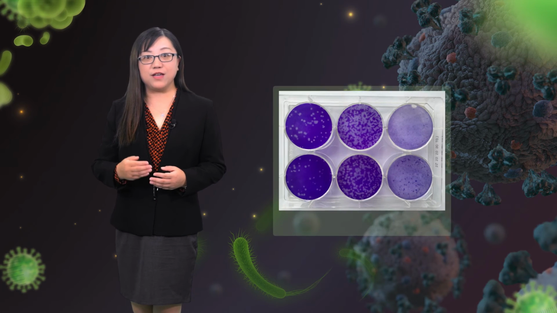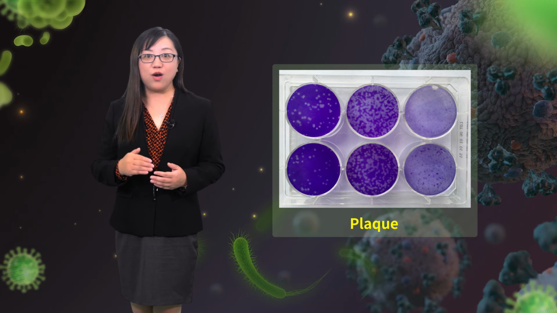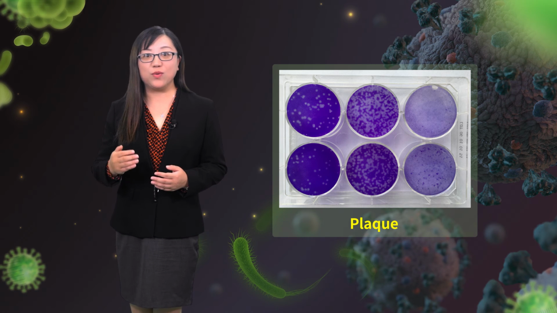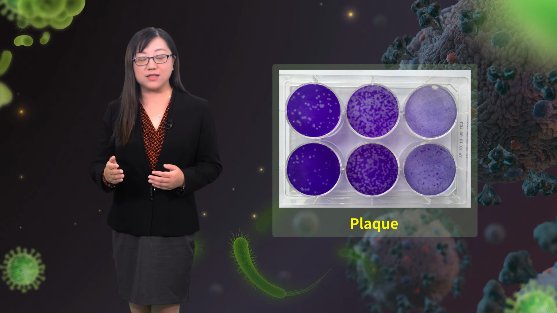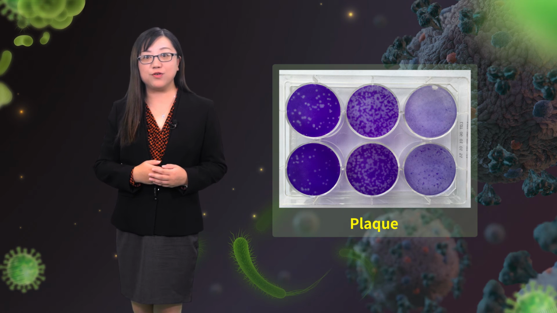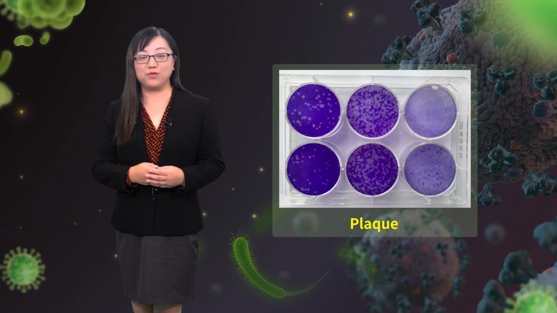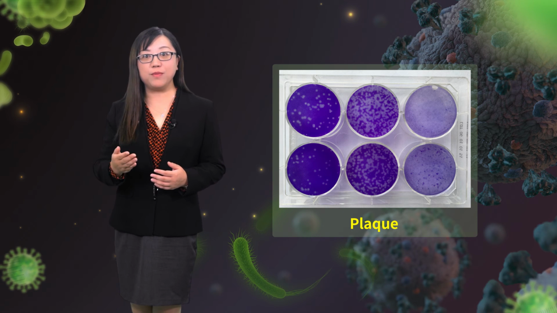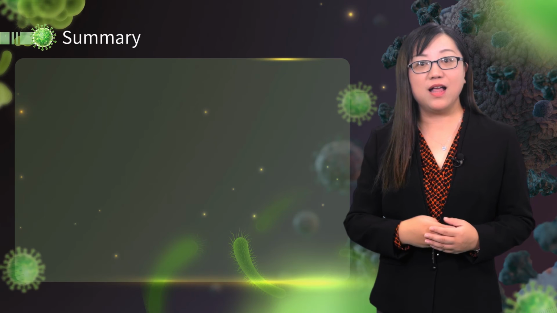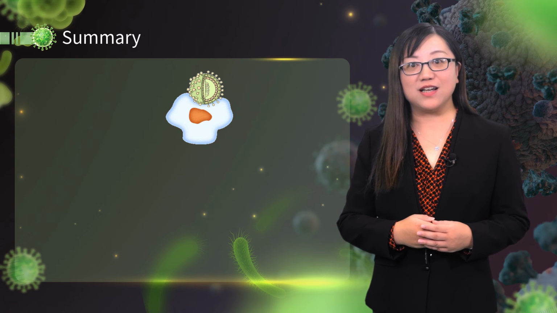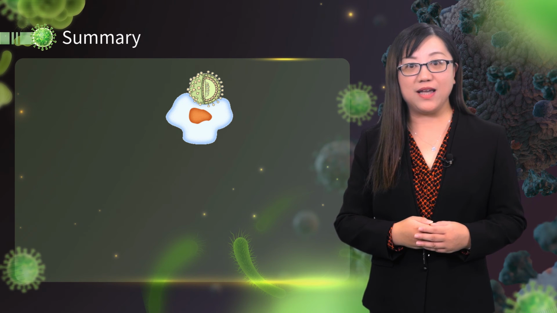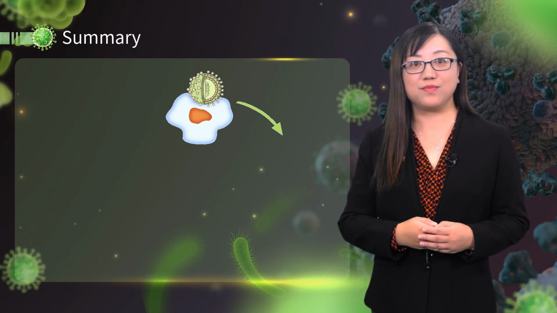The number of infectious viruses can also be evaluated with a count of the plaques produced by tenfold dilutions of sample, plaque forming units. The summary of the viral replication. Step 1. Virus attaches to a cell. VAPs bind to the receptors.